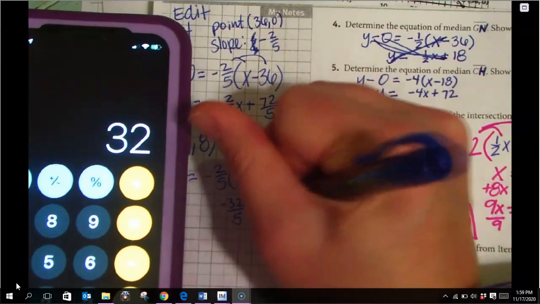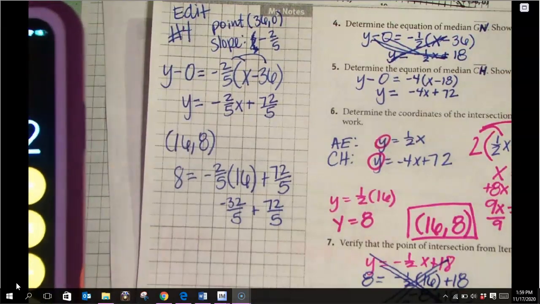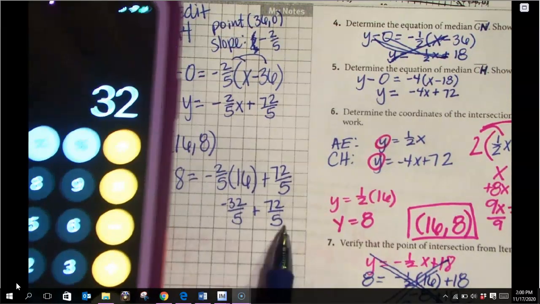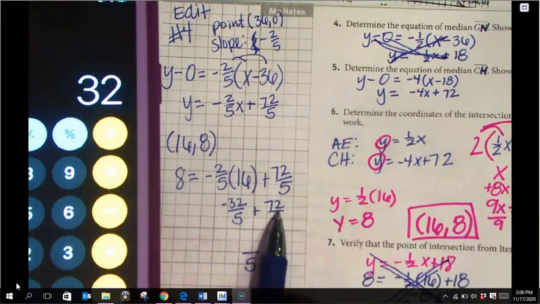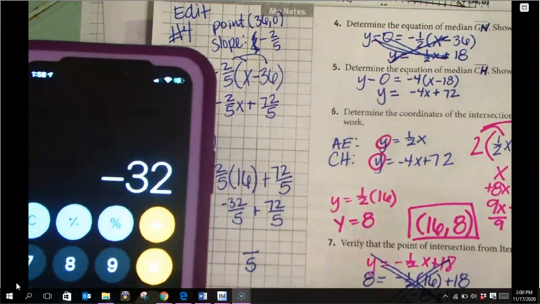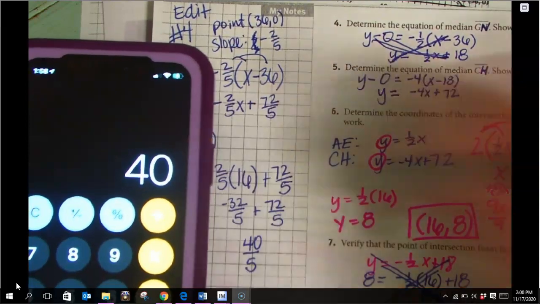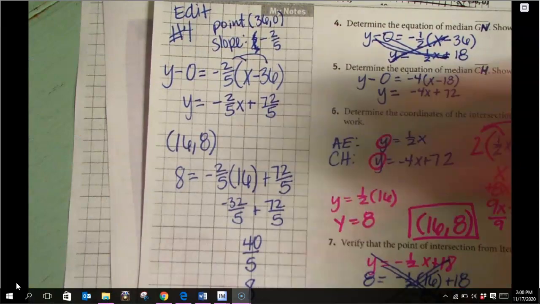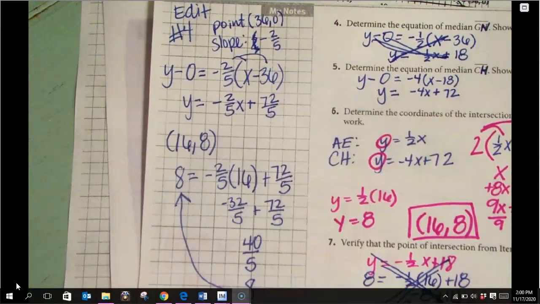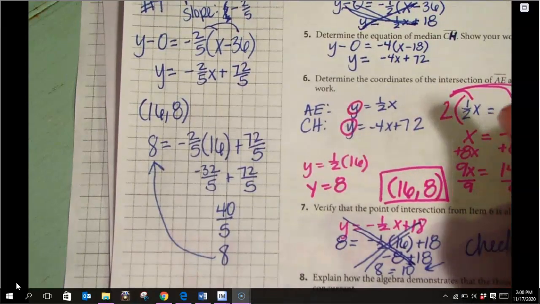So that's negative 32/5 plus 72/5. Okay? You don't deal with the bottom. Now that we have a common denominator, we can just put that 5 there and deal with the numerator. So I'm going to make that negative. Negative 32 plus 72 gives me 40. So 40 divided by 5 is 8. Okay? Does that equal what it's supposed to equal? Yes. So we do check. It does work. So this is why checking your work is so important.